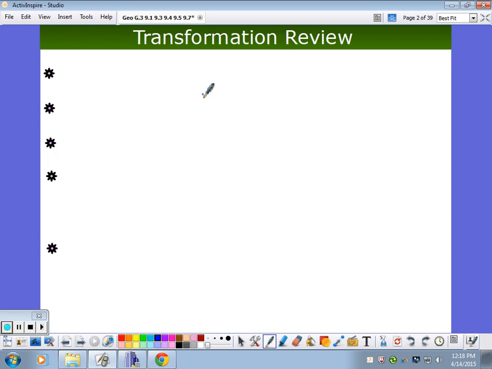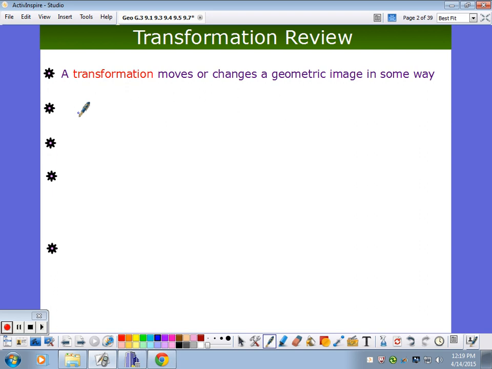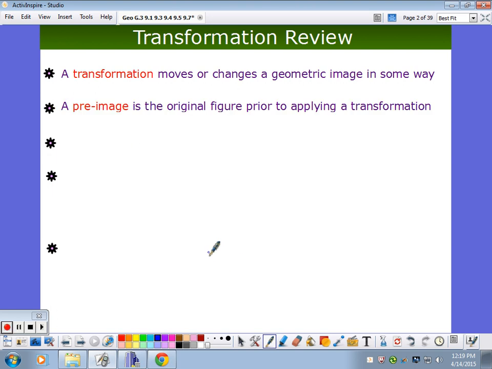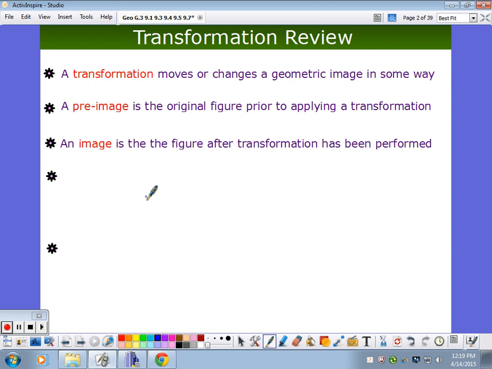Let's review some of the words here. Transformation. It moves or changes a geometric image in some way, transforms it into something else. The pre-image, that's what we call the thing you're starting with. It's the original figure. And the thing that you create is called the image after you transform it. Pre-images lead to image. See? Pre-image, image, okay? Look at the letters.